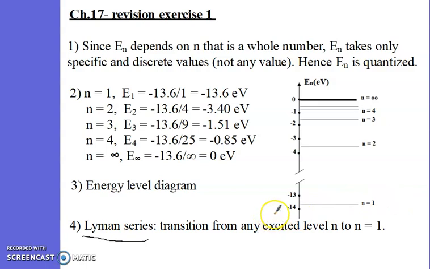Okay? You know that when the atom undergoes a transition from an excited level to a lower level, we have a released photon, and the energy of the photon is given as E of the photon equal E initial minus E final, right? Initial is any level here, 2, 3, 5, 10. Final is the ground state, because this is what? Lyman series. Okay?